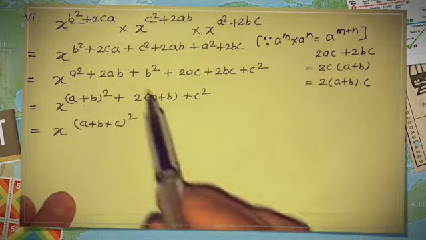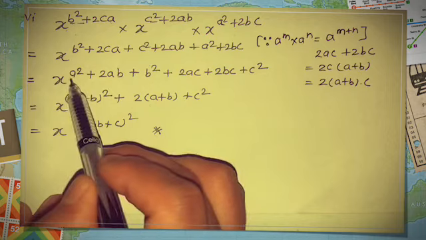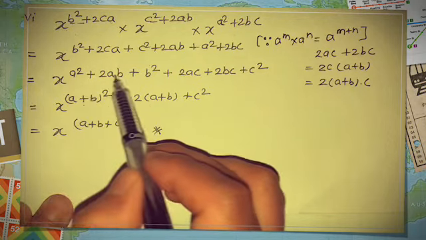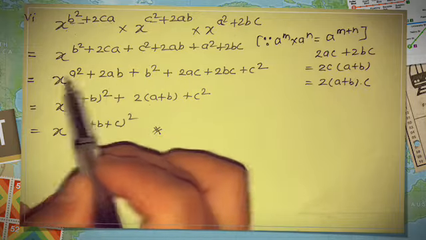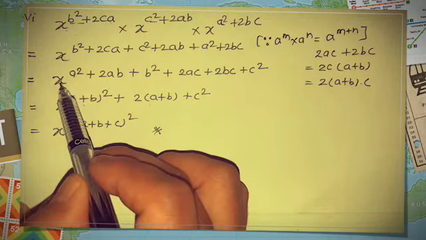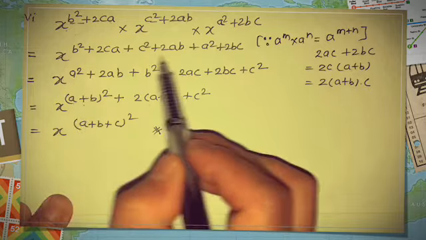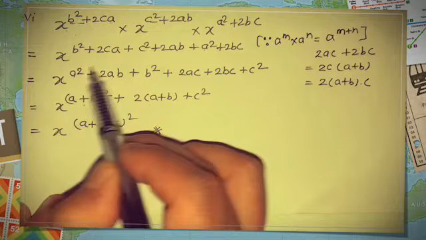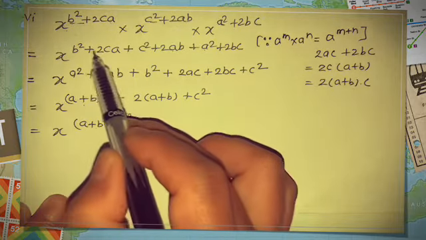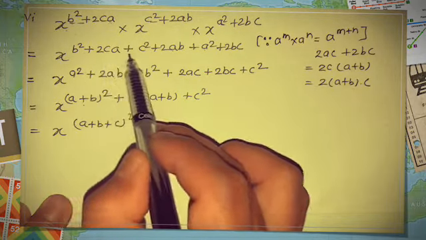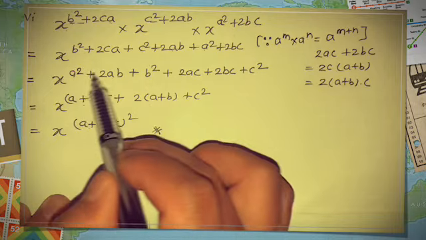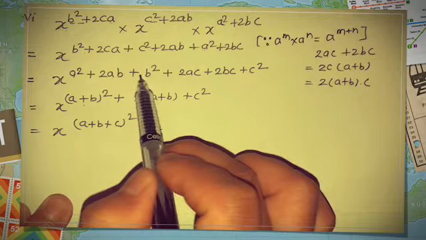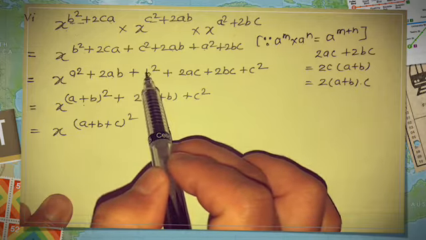Okay, so now we have to simplify the power here in the indices. That means the base remains the same, then a square plus 2ab plus b square. Okay, a square written first, 2ab second, b square. So these terms in the power are arranged here because we know a square plus 2ab plus b square is what formula.